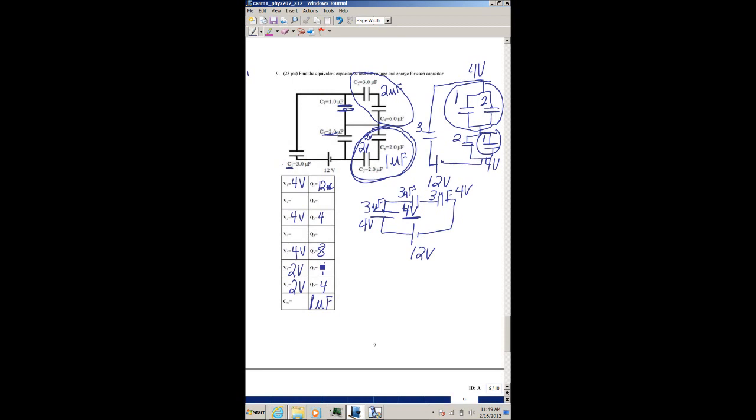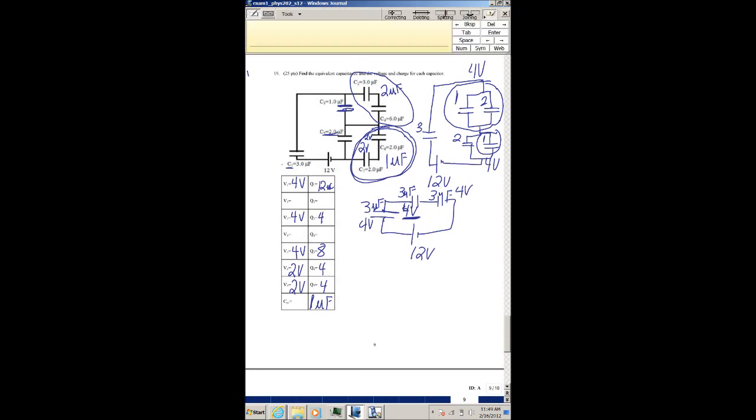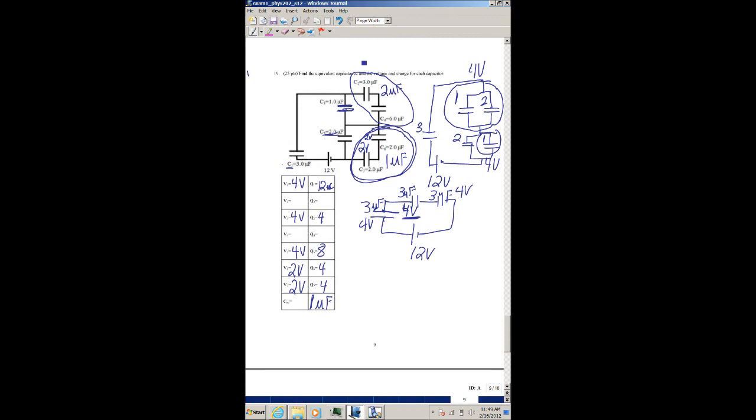Now, that leaves me with C2 and C4. I know that collectively these guys share 4 volts. So I have 2 capacitors that share 4 volts. Let me just sketch that out down here. So here's C2 and here's C4. They share 4 volts between them.